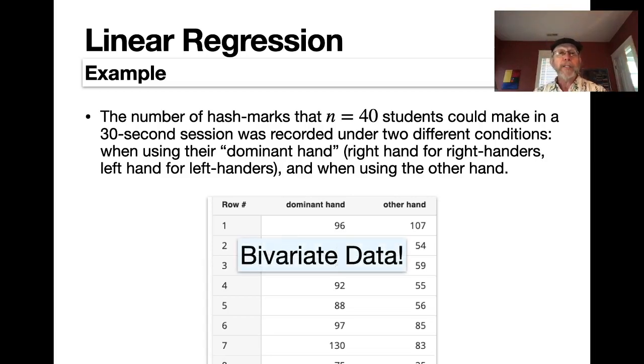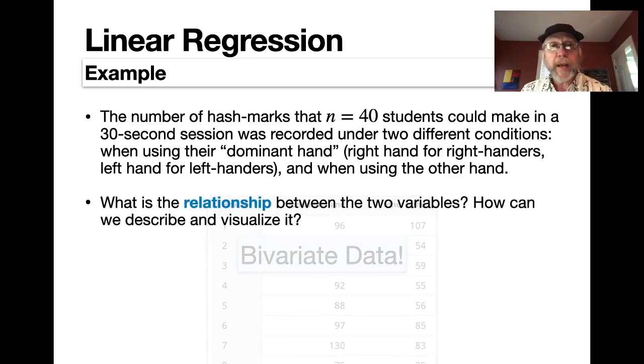So the first thing to notice is that this is bivariate data, right? For each individual, we've recorded two variables: the amount of hash marks they were able to make with their dominant hand and the amount of hash marks they were able to make with their other hand. And linear regression is all about the relationships between two quantitative variables. So bivariate quantitative data.